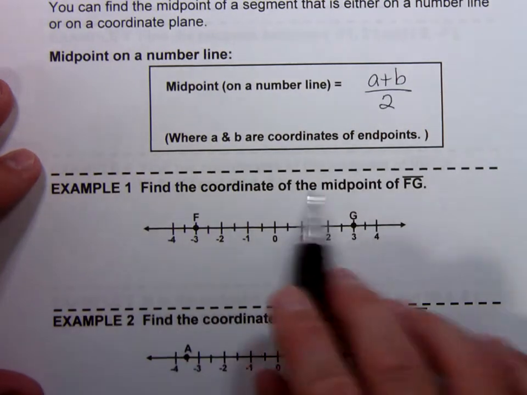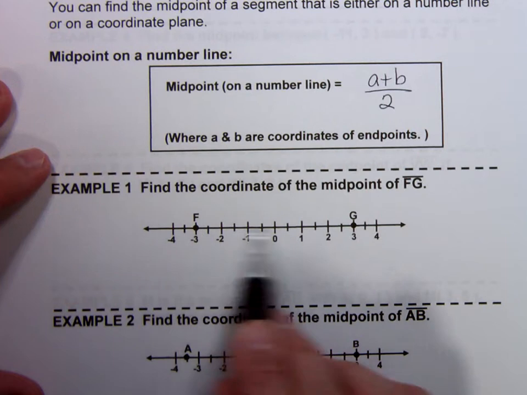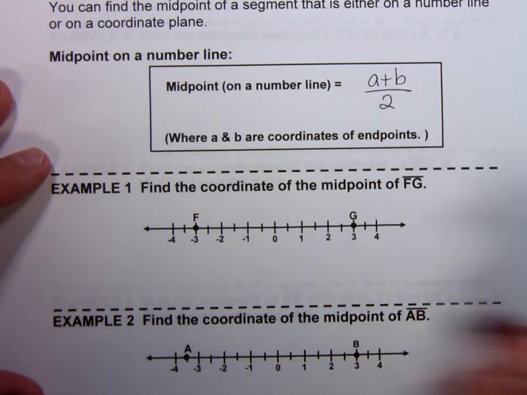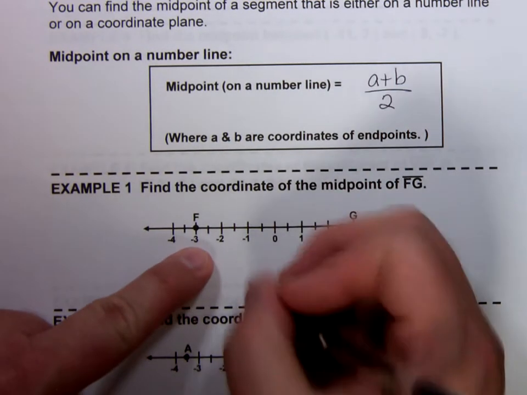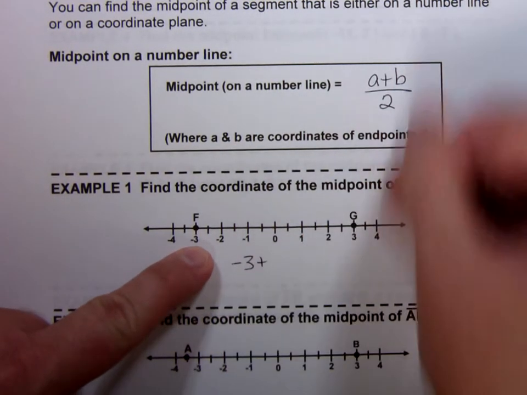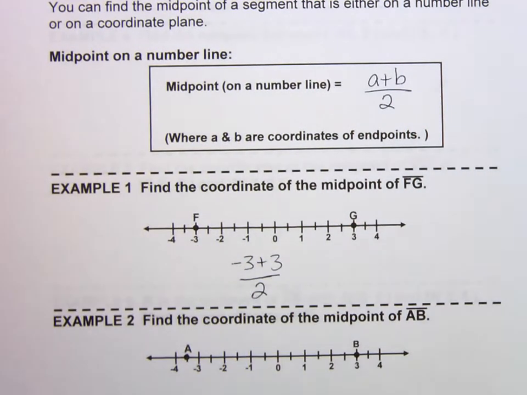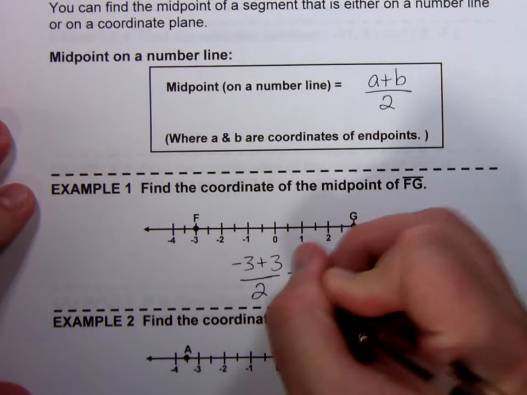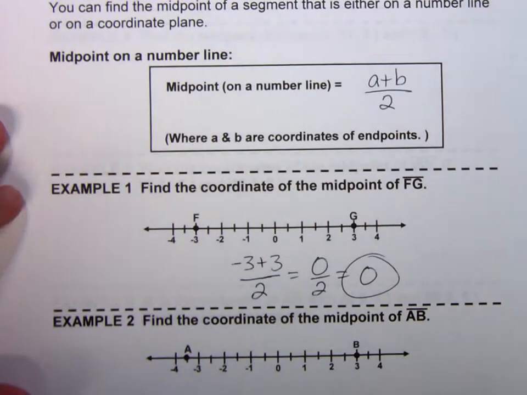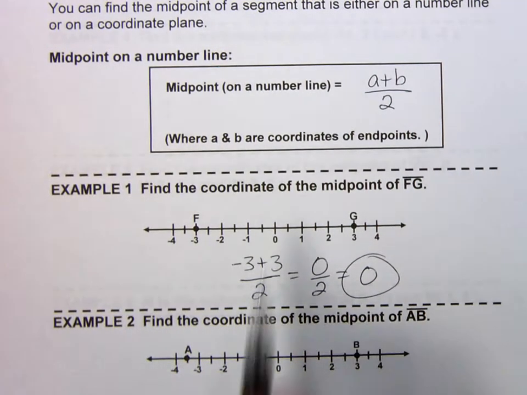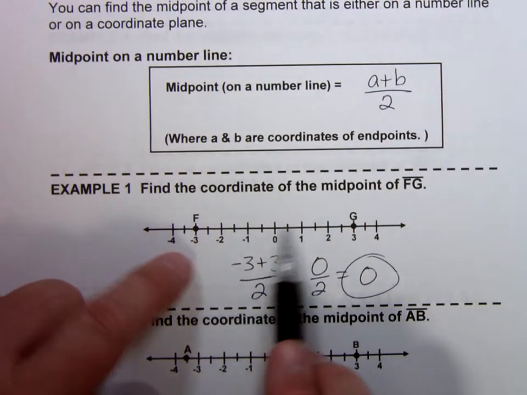So, find the coordinate of the midpoint of line segment FG. If you were to draw a line segment from F to G, what would be the midpoint? Well, F is at -3 and G is at 3, so those are A and B. We can plug those in. -3 plus 3 divided by 2. Just plug them into the formula. And -3 plus 3 is 0. And 0 divided by any number is always 0. So the midpoint in this case is 0. 0 will be right in the middle of these two endpoints. It is equidistant from both of them.